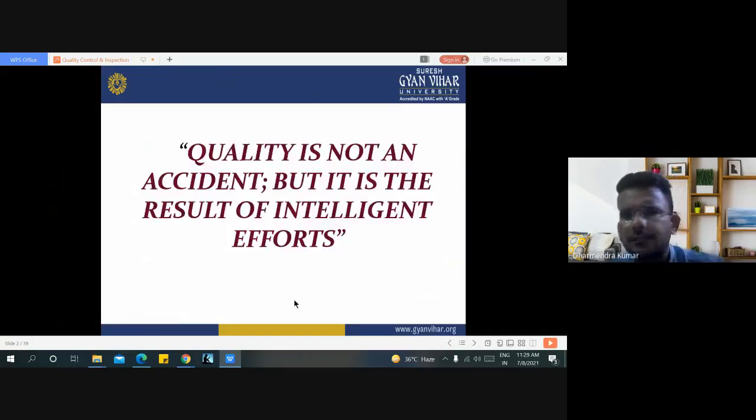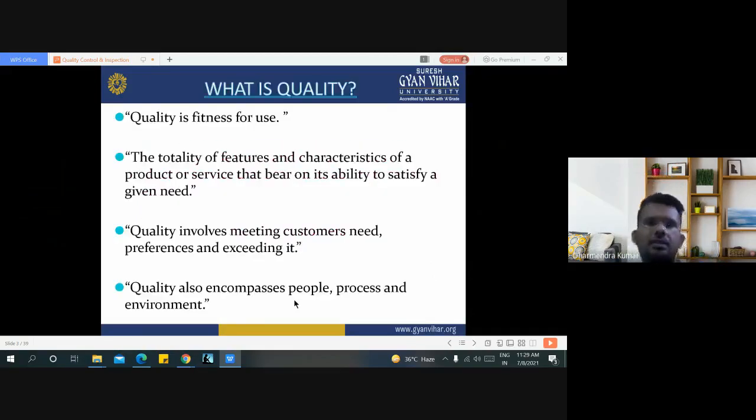Here are some quotes about quality. Quality is not an accident, but it is the result of intelligent efforts. The definition of quality is fitness for use, the totality of features and characteristics of a product or service that bear on its ability to satisfy a given need. Quality involves meeting customer needs and preferences, and exceeding them. Quality also encompasses people, process, and environment.